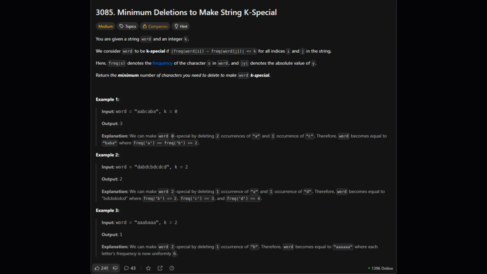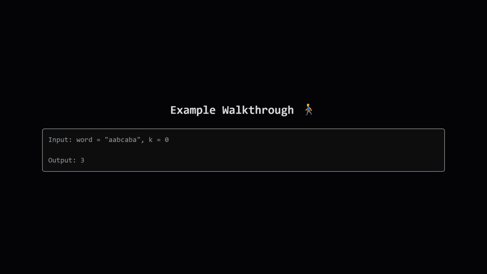So here's the deal. We're given a string, which the problem calls word, and an integer, which it calls k. Our goal is to make this string K-special. A string is K-special if, for any two characters that exist in the string, the difference between their frequencies, so their counts, is less than or equal to k. Our job is to find the smallest number of characters we need to delete from the original string to meet this condition. Let's look at a simple example.